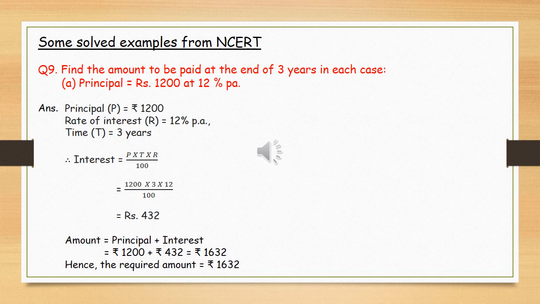In the next step, we are replacing the value of P as 1200, time is 3 years and rate of interest is 12%. So 1200 into 3 into 12 by 100. If we reduce, we'll be getting rupees 432. The formula for amount is principal plus interest. So rupees 1200 plus rupees 432, that is rupees 1632. So the amount to be paid will be 1632.